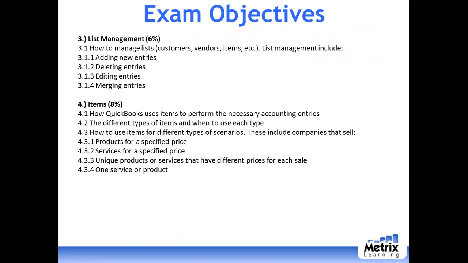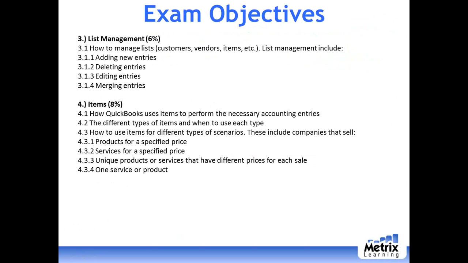Item number 4 is items. So that is 8% of the questions asked. You will want to know how QuickBooks uses items to perform necessary accounting entries, the different types of items and when to use each type. Chapter 5, page 48 of the Day 1 manual has a really good description of this.